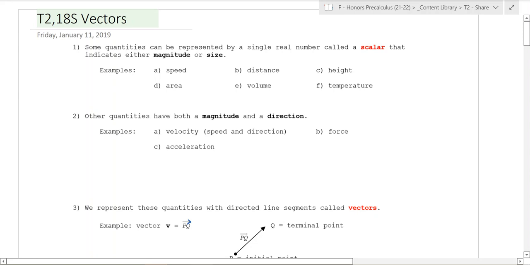Hello and welcome to T2 Day 18 of Honors Precalculus. We're going to talk about vectors today.